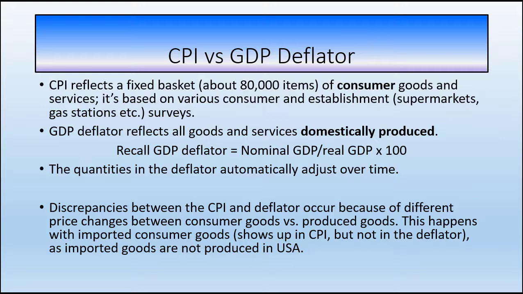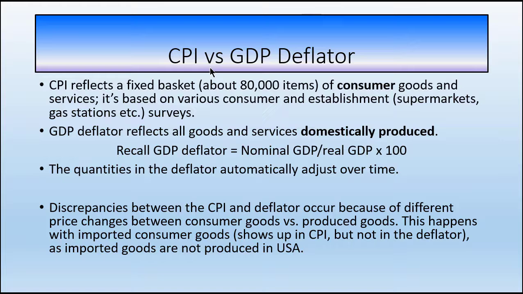Now, the discrepancies between the two often occur because of price changes in consumer goods versus produced goods. This happens often with imported goods, which show up in the CPI because as consumers, we buy Japanese cars, we buy Chinese products. So the CPI reflects those imported goods, but those goods are not showing up in our GDP deflator because they weren't produced here. So what's a good example that would highlight these differences?